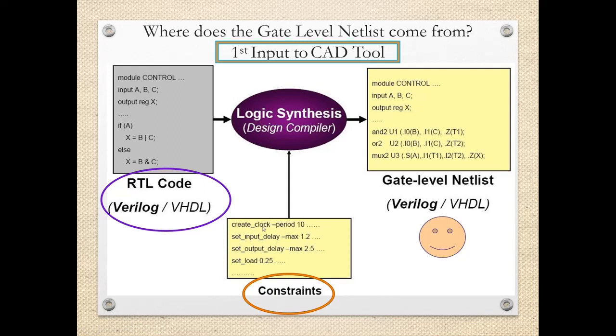Another input to this logic synthesis or design compiler block is the constraints. And once these are fed to the logic synthesis or design compiler, finally we'll get a netlist. That is called a gate level netlist. That specifies the different components of the design and their interconnections and their inputs and outputs. Those will be specified in this gate level netlist.